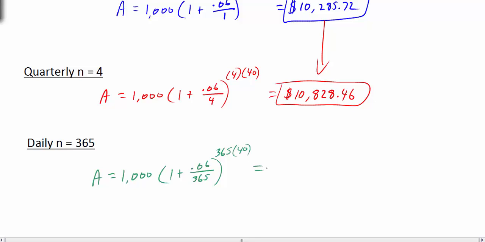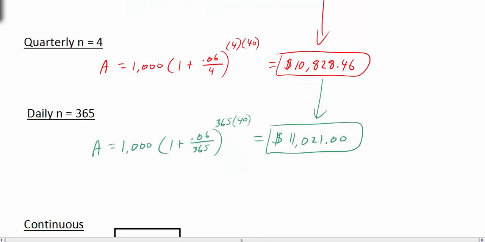And again, you could go to the calculator. If you put this in, you should end up with $11,021. And once again, you can see because we're compounding it more often, this amount is going to increase a little bit more.